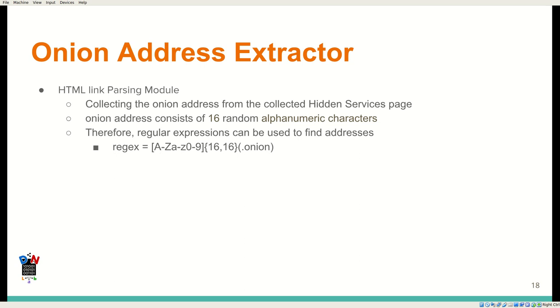An onion address consists of 16 random alphanumeric characters. Therefore, the HTML link parsing module can use a regular expression to find the onion address. We use this regular expression.